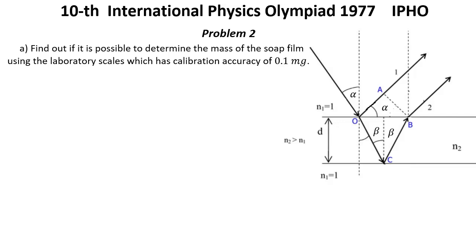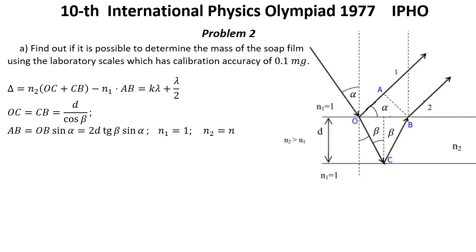Referring to the ray diagram above, the optical path difference between the two waves is the following. Let's count this difference. This delta equal n2 multiplied by OC plus CB minus n1 multiplied by AB. And because of phase shift on the lower boundary, we have to add lambda over 2 and get this result.